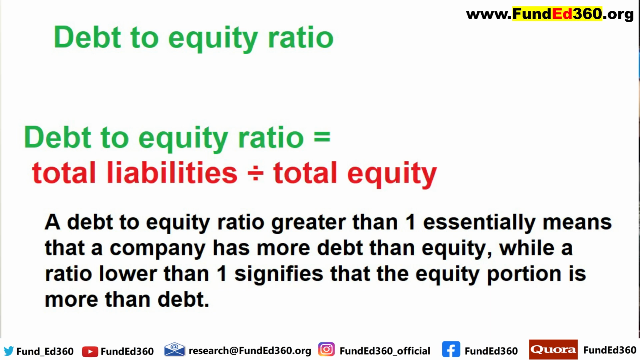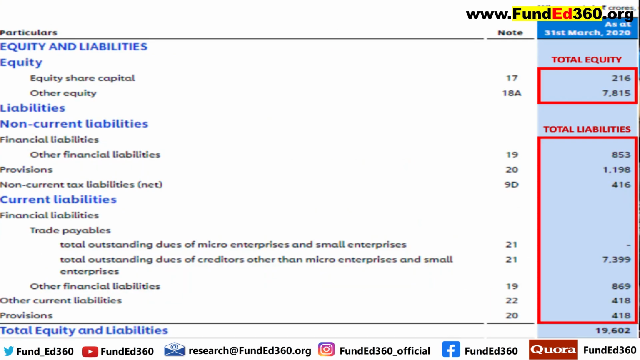Now you can find these values in the balance sheet of the company itself, as we have shown here. The total equity has been put in a red box. Similarly, the total liabilities are also given there. So in the case of HUL, the total liability or debt is 11,571 crores and equity is 8,031 crores. So divide 11,571 by 8,031, you will get 1.44.